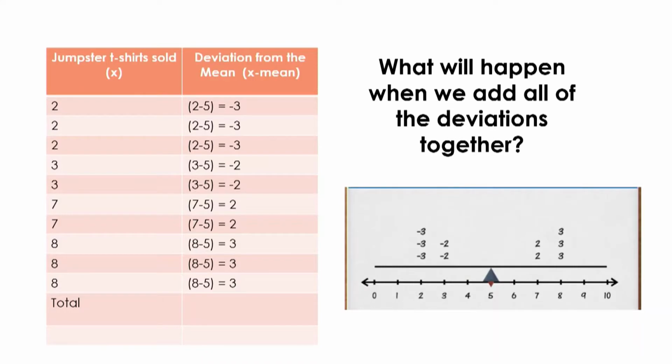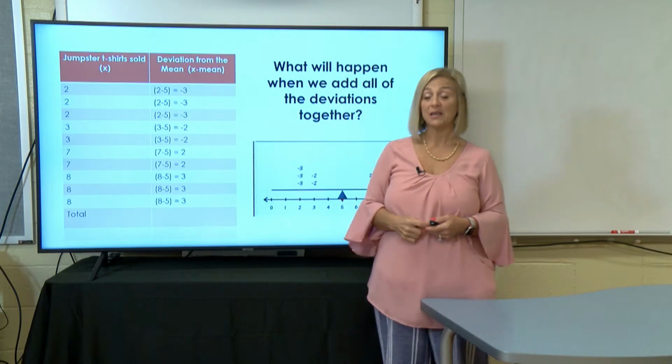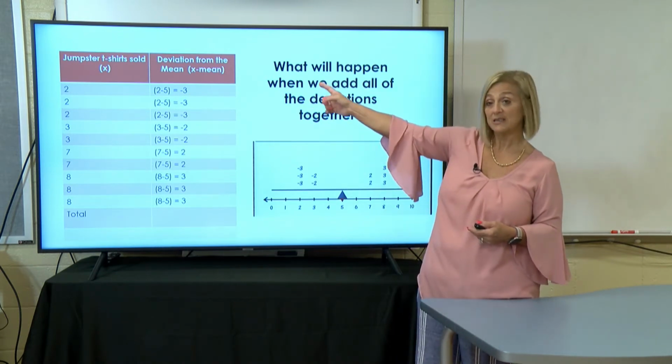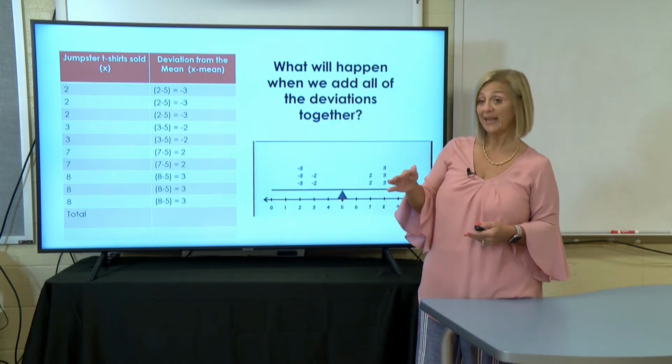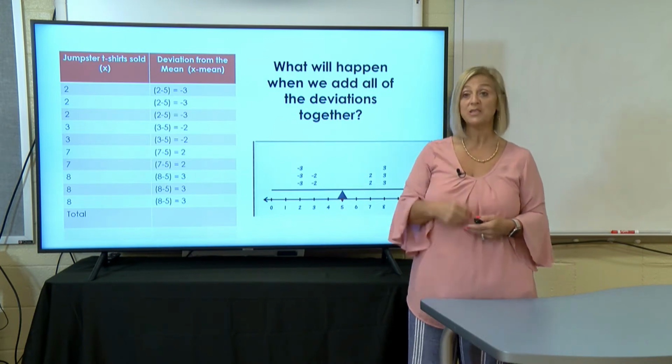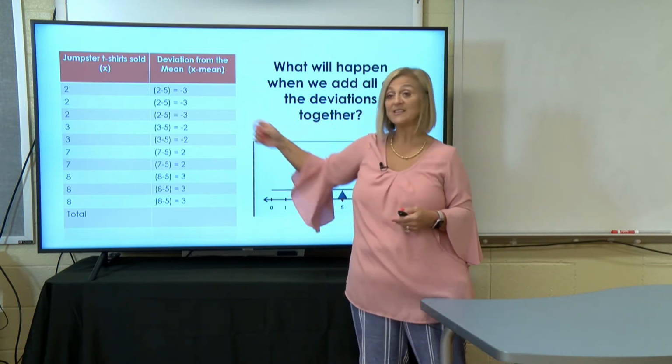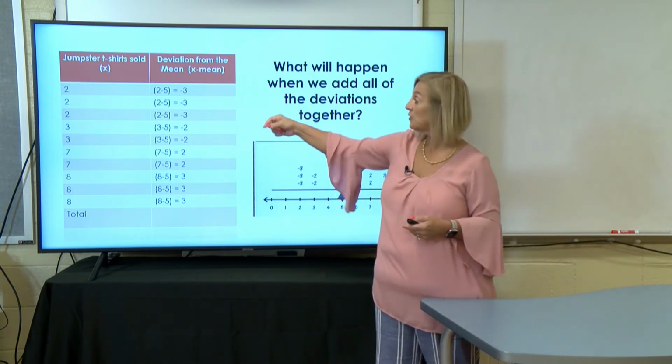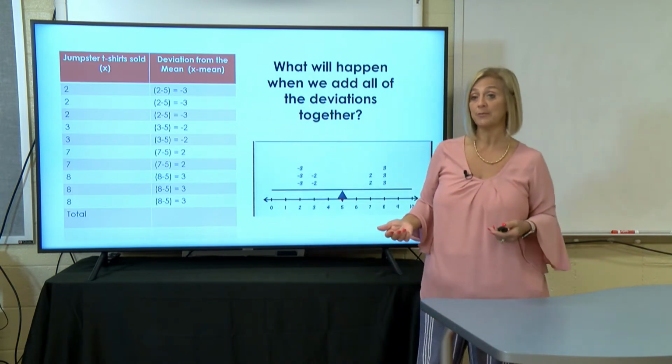So what will happen when we add the deviations together? Let's look over here. First, let's actually find the deviations. X represents the t-shirt sales, and X minus the mean represents the deviation. So let's calculate that. On our first entry, the first data point is 2. That means Jan, I think she was the first one, sold 2 t-shirts. So if we take 2 and subtract the mean, 2 minus 5 gives you -3.